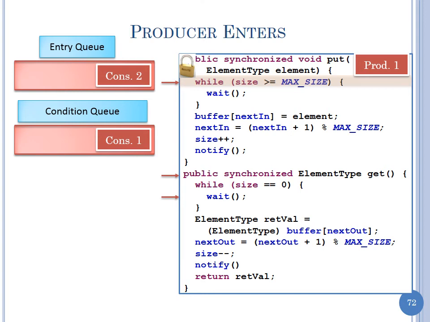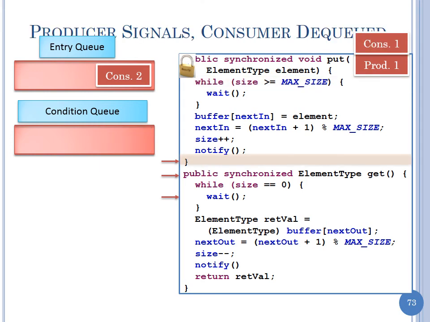So let's say now that a producer enters. We figured out that a consumer went and exited, and now the producer enters, because it was in the entry queue, and it's going to go and notify. When it notifies, the consumer is eligible to execute, and the producer is in the monitor.